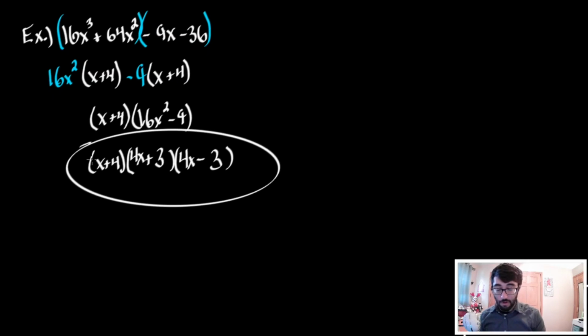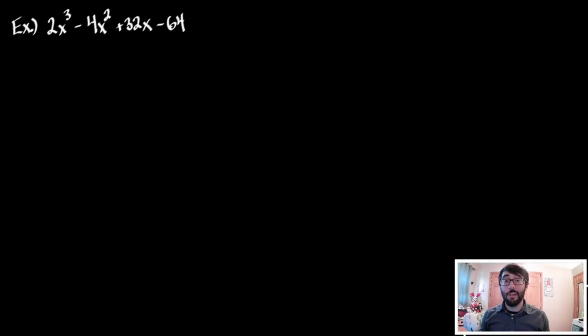So we're always going to want to factor completely. So that's another case of factor by grouping. Let's take a look at one more problem. Okay, let's take a look at this last one. We have 2x cubed minus 4x squared plus 32x minus 64.